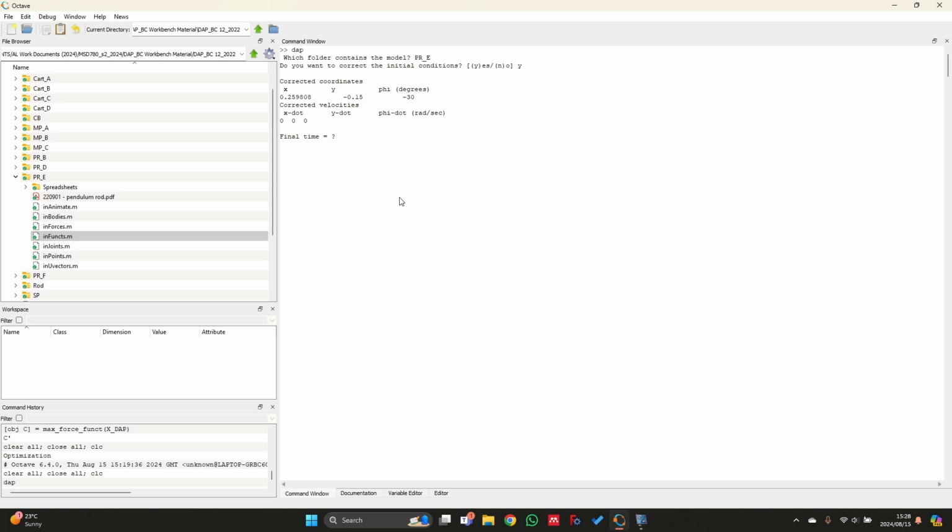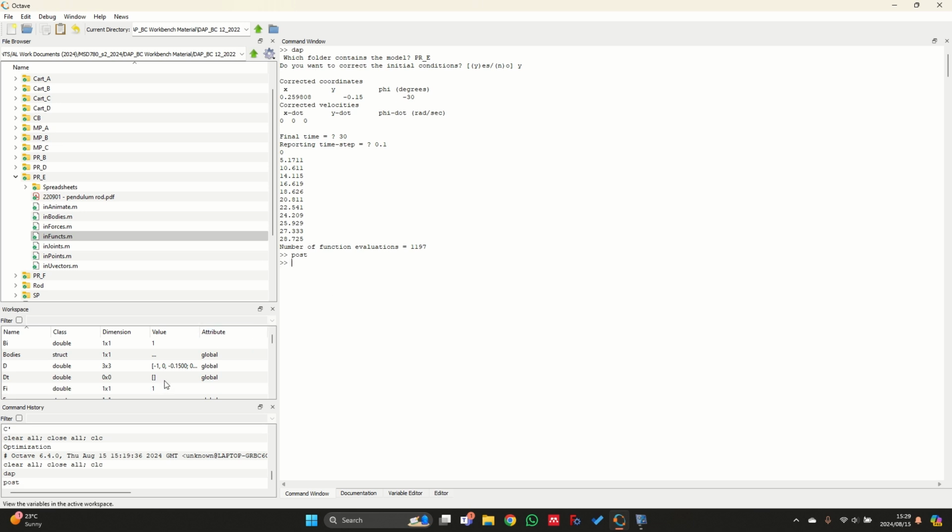Then it asks for the final time. In my case, I'm just going to say, let's perhaps do 30 seconds. And then we can use a reporting time step of, let's maybe make it 0.1. Okay, and we see it terminated after about 1,200 iterations or function evaluations. So once that is done, I can then go to post. And then I'm just going to look over here in my workspace for the variable lam. So this is where the Lagrange multipliers are specified.